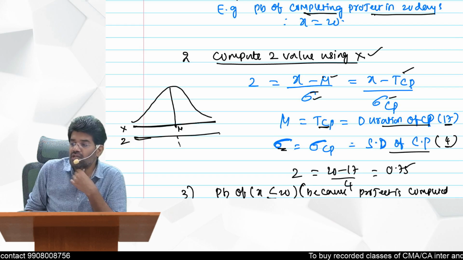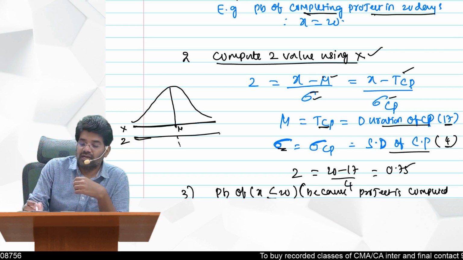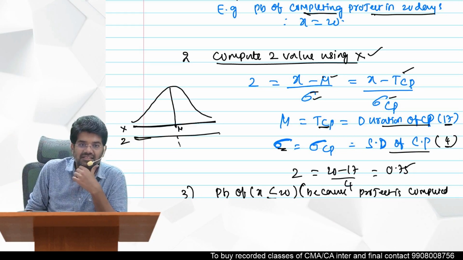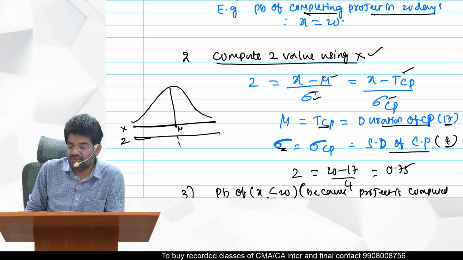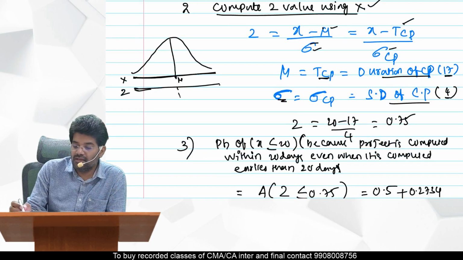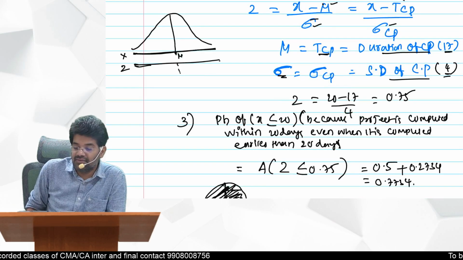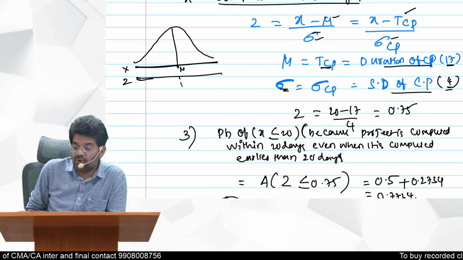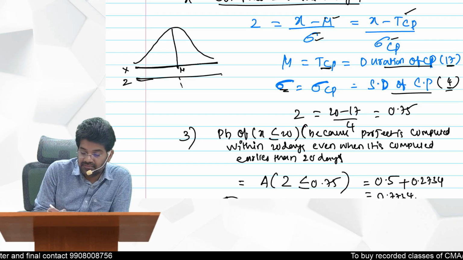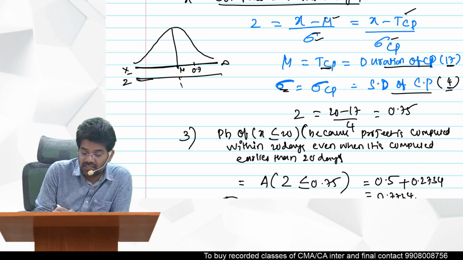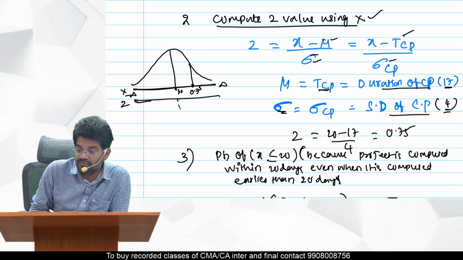Now you want to know the probability of completing the project in 20 days. So 20 becomes your x value. Substitute x equal to 20, and the project duration we got is 17, divided by standard deviation 4. So you are getting a z value of 0.75. How to represent this: the z value is 0.75, so from negative infinity to 0.75 here.